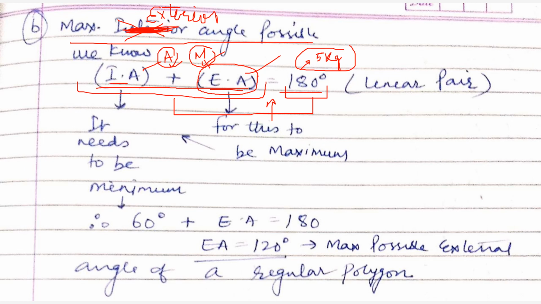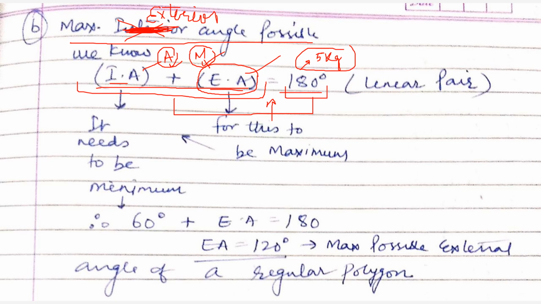Okay. And in the last part only, we found the minimum interior angle possible. Do you remember that? How much it is? 60 degree. So we will use that thing. I hope you got this. If not, just rewind the video and see it one more time.